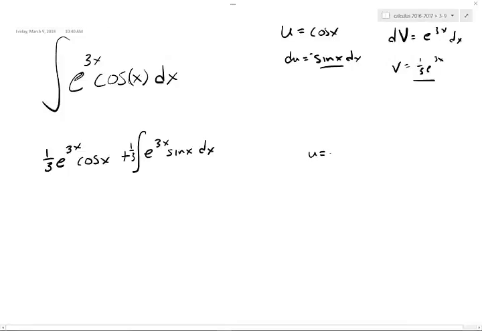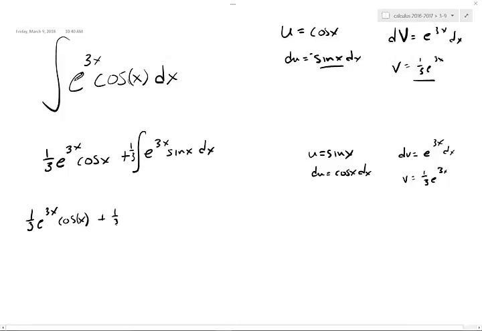So u is sine x again, so du is cosine x dx. dv is e to the 3x. Geez, Mr. Groom, this part's the same again. Well, of course it is. So this part, again, does not change. Gotta love that. Way less work that way.